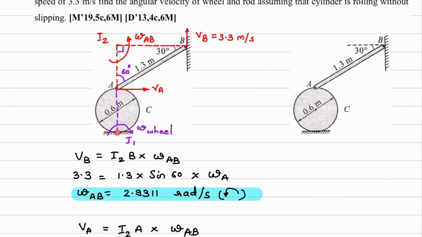Next, we have to find omega of this wheel. Now ICR I1 is at this location. So VA will be equal to I1A into omega of wheel. Now omega of wheel is clockwise. Why? Because keep your thumb at I1, keep your index finger at A, and rotate it in the direction of the arrow. It is clockwise. That is why omega of wheel is clockwise.